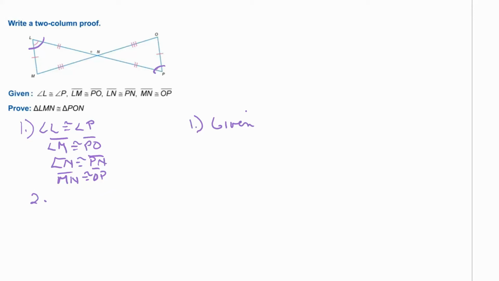Well, I know that these two angles have to be congruent to each other because they're vertical angles. So angle LNM is congruent to angle PNO, and that's because vertical angles are congruent.